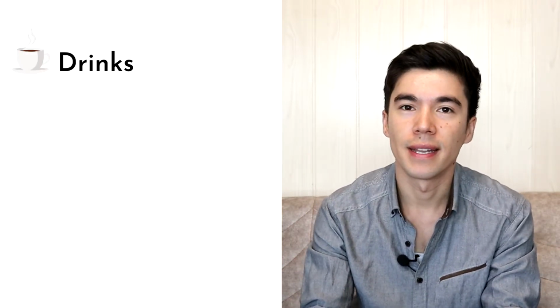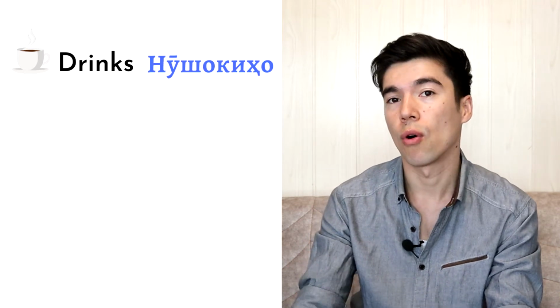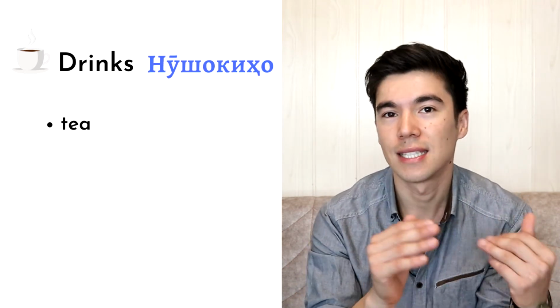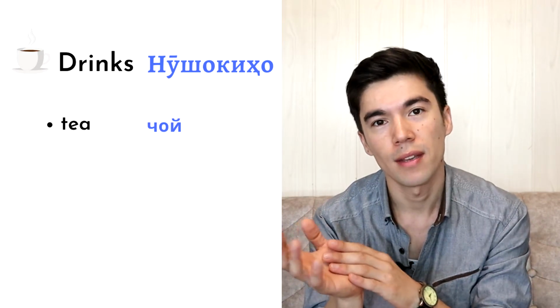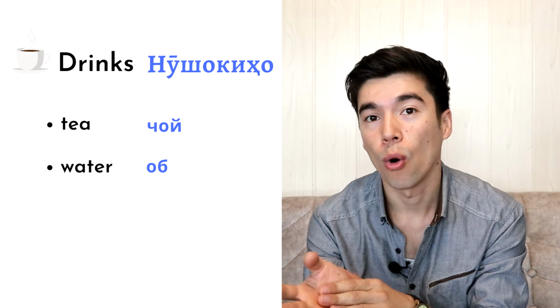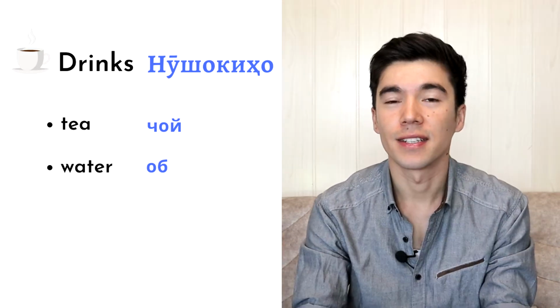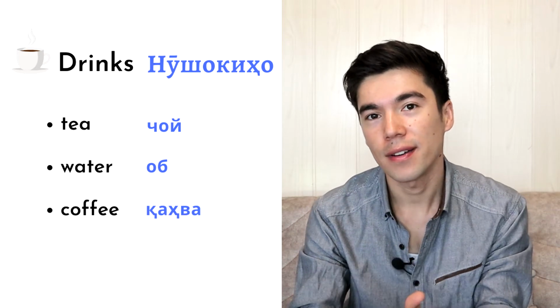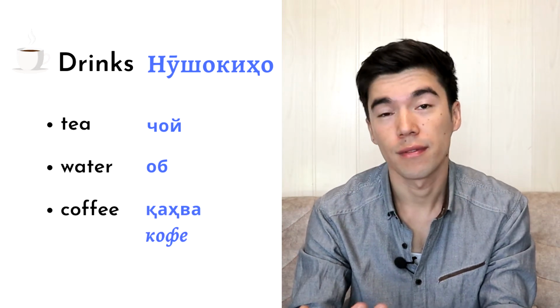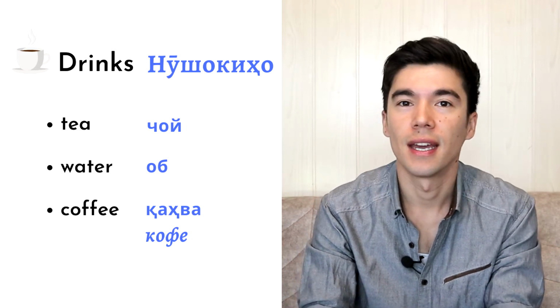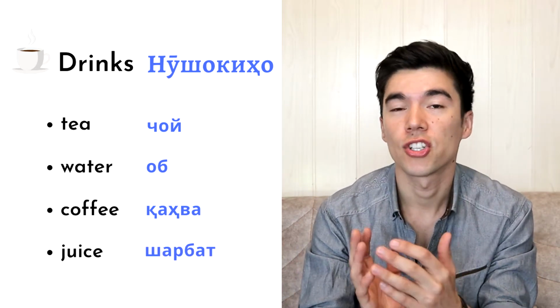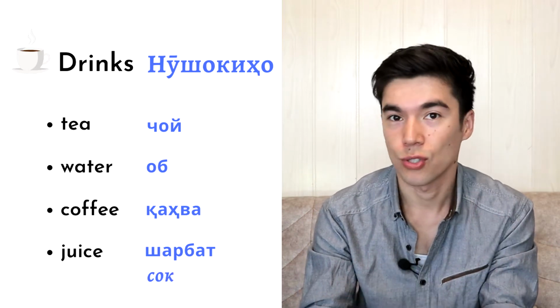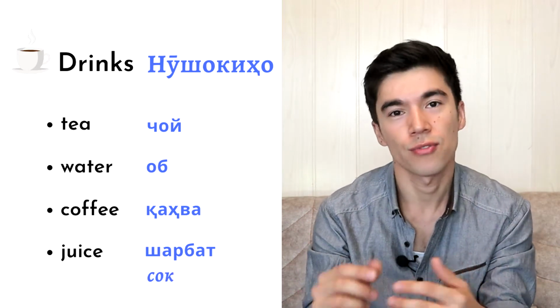Next, national dishes. In Tajik, we say khorokhoi milli, or taomhoi milli. Milli means national. Alright, next, about drinks. Drinks, nushokiho. In Tajik, nushokiho. So, tea will be choy. Okay? Choy. And water, op, very simple. And coffee in Tajik we say kahva, but sometimes people say coffee. Coffee is also quite common, it's from Russian. And the last one, juice will be sharbat. And people also say sok and sharbat. Sok is from Russian again.